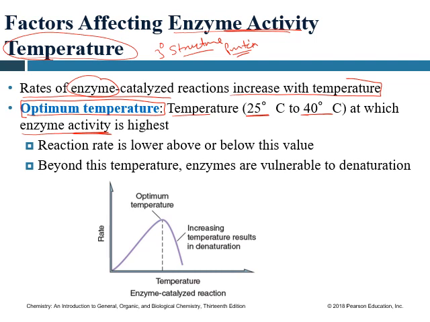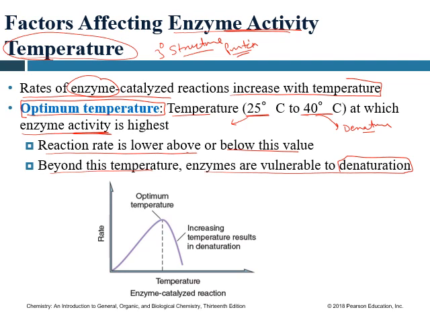The reaction rate is going to be lower below or above this range, because above 40 degrees Celsius the enzyme is going to denature, and below 25 degrees Celsius the enzyme cannot work well, right? Because they need some kind of energy. Beyond this temperature, enzymes are vulnerable to denaturation. Like I already told you, a higher temperature sometimes denatures the protein, meaning the enzyme.